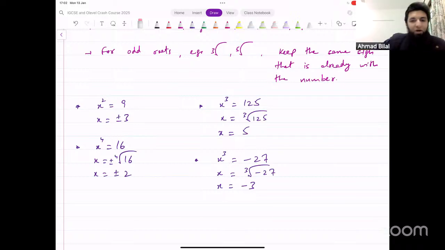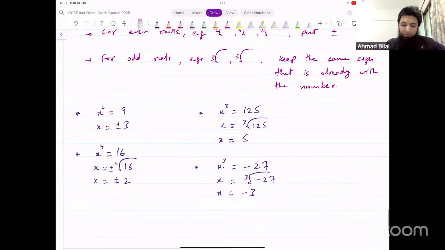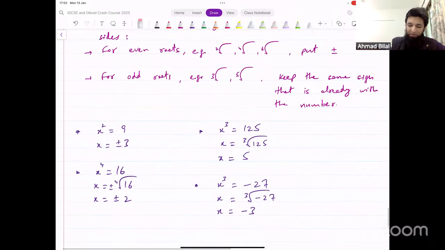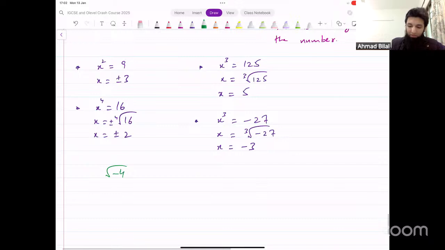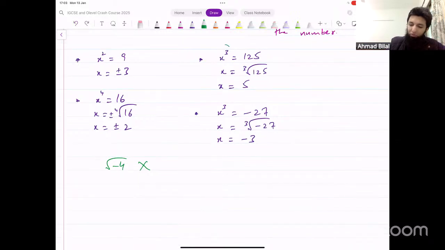Okay. For negative numbers, we cannot take square root or fourth root. For negative numbers, the even roots do not exist. For instance, square root of minus 4. This is not possible. Square root we can only take for positive numbers. But for cube root or fifth root, we can take them for both positive and negative numbers, and the result is going to have the same sign as the original number. If the original number was positive, the result would also be positive. And if the original number was negative, the result would also be negative.